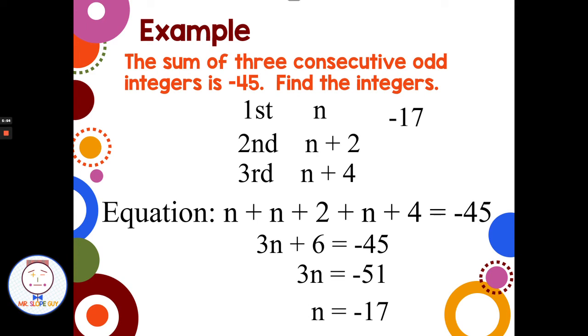And if I start with negative 17 and then I add 2 to it, it actually gets larger. We go to negative 15. And our third number, negative 13.